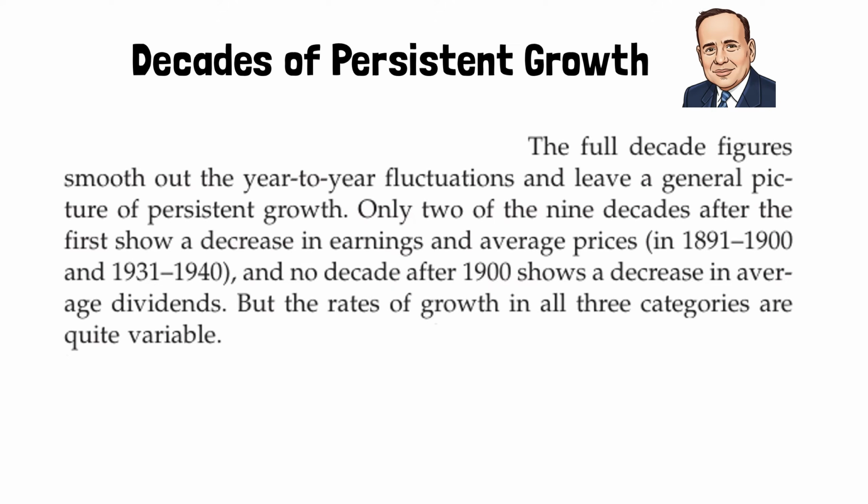He then writes the following: "The full decade figures smooth out the year-to-year fluctuations and leave a general picture of persistent growth. Only 2 of the 9 decades after the first saw a decrease in earnings and average prices, and no decade after the 1900s saw a decrease in average dividends. But the rates of growth in all 3 categories are quite variable."